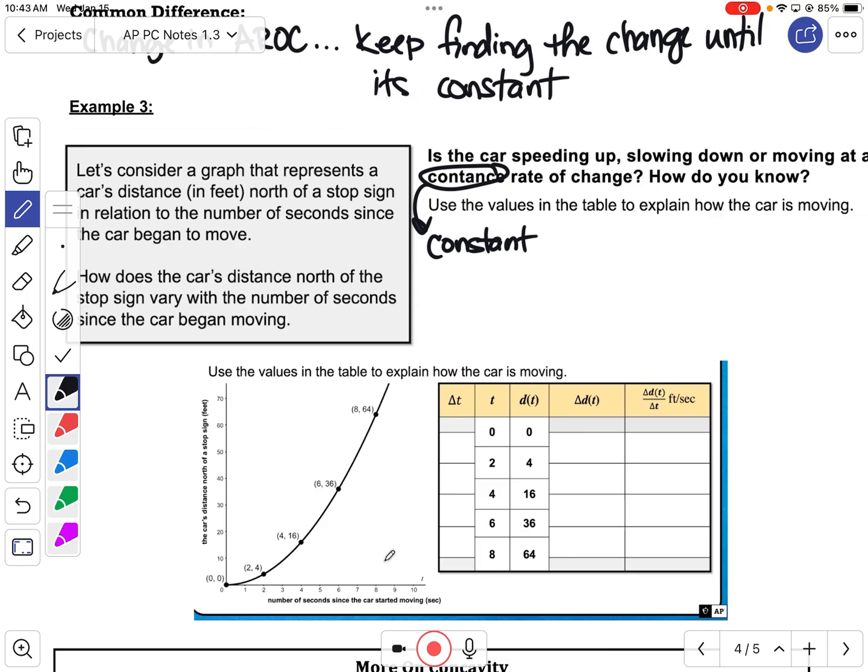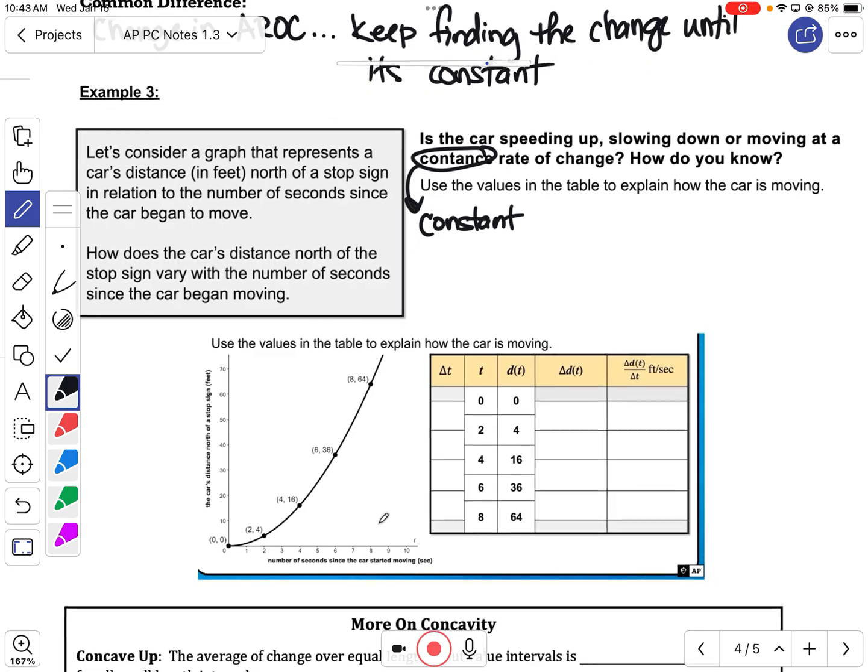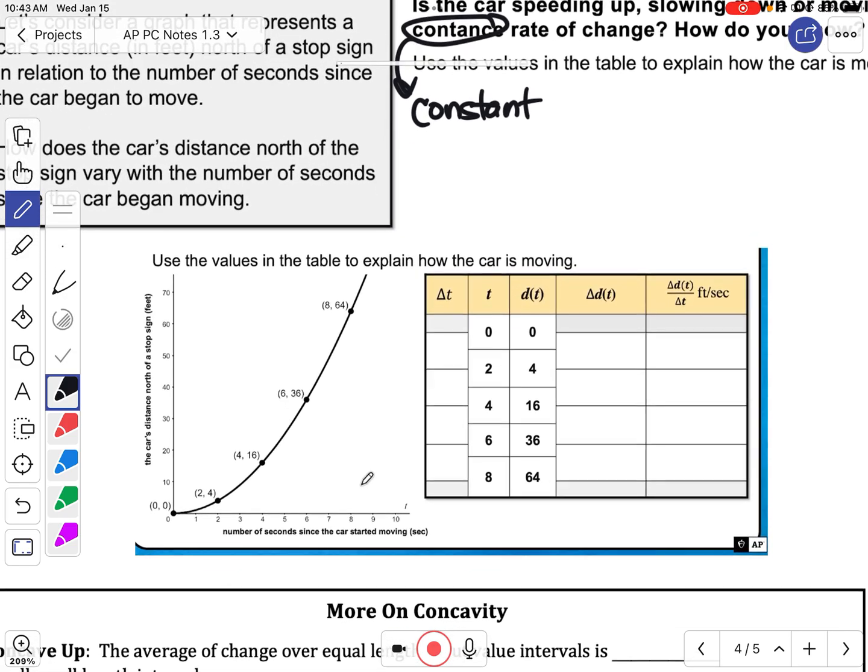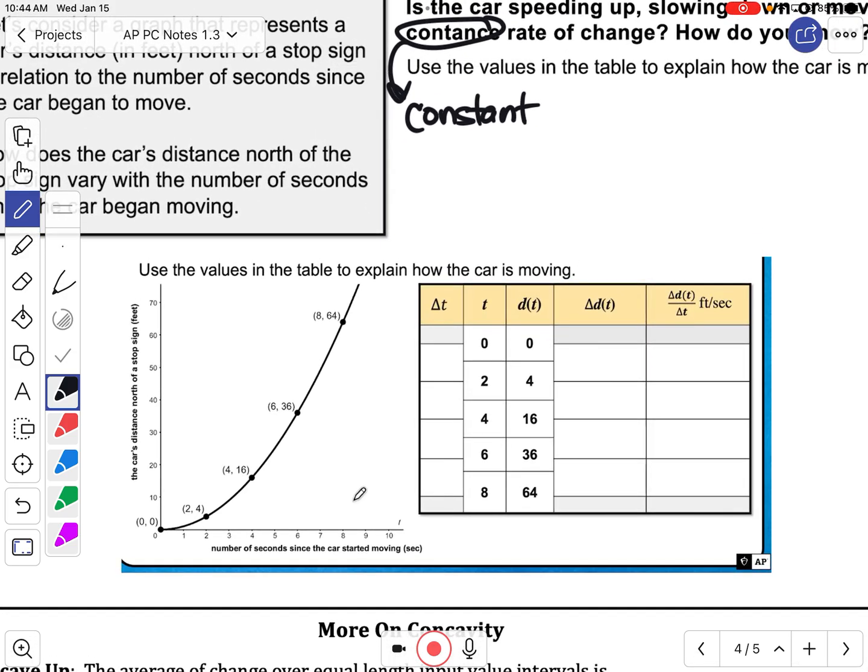So let's look first at the picture itself. Is it moving at a constant rate of change? No. Why not? It's not linear. So it's not moving at a constant rate of change because it's not linear. Point blank and period. They gave me the picture. Now what it's asking me to do is to think about the change in each variable so we can talk about the slopes.